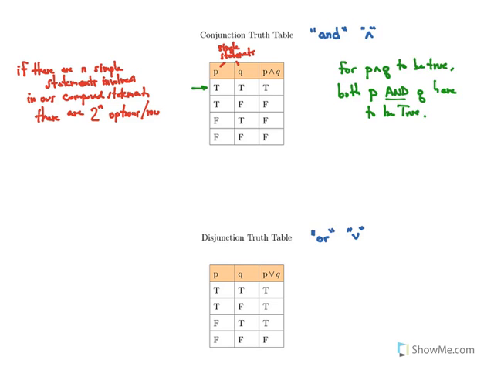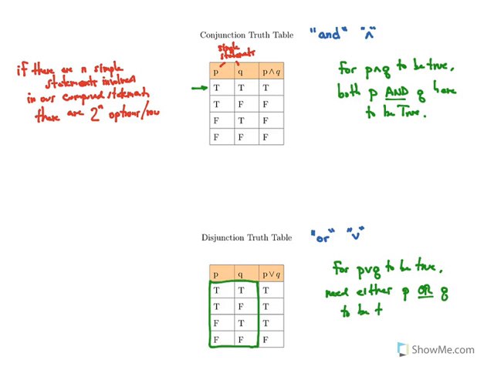Now let's think about disjunction. Again, we start with our same basic idea: true, true, true, false, false, true, false, false for P and Q. But for P or Q to be true, we need either P, and then our keyword, or Q to be true, but we don't need both.